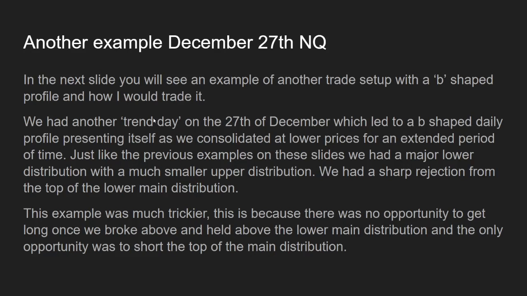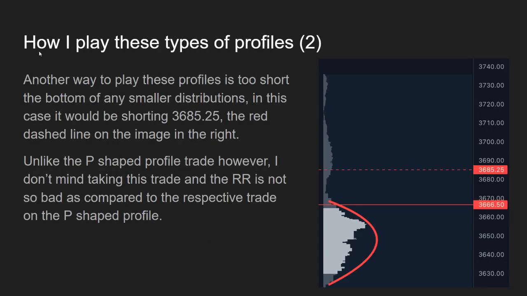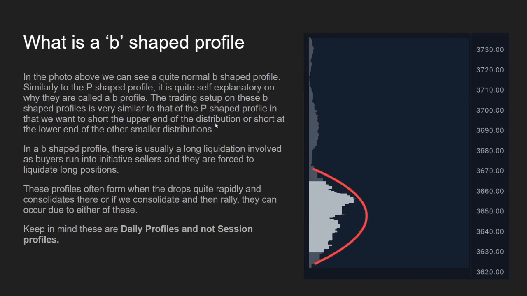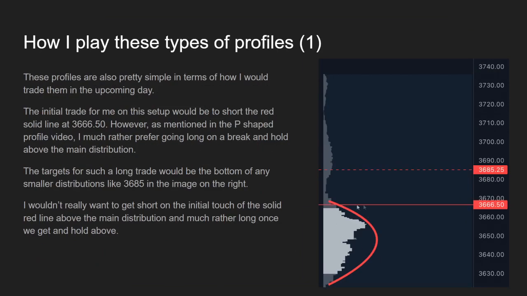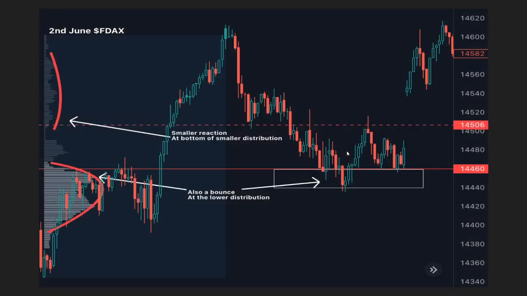This is the setup that I discussed. Let's go back. This is the setup where I said I would short 366. So basically on this day we had a profile like this, and the only trade that ended up happening was a short into 366 because we could not overcome that level. So let's go on to that example.